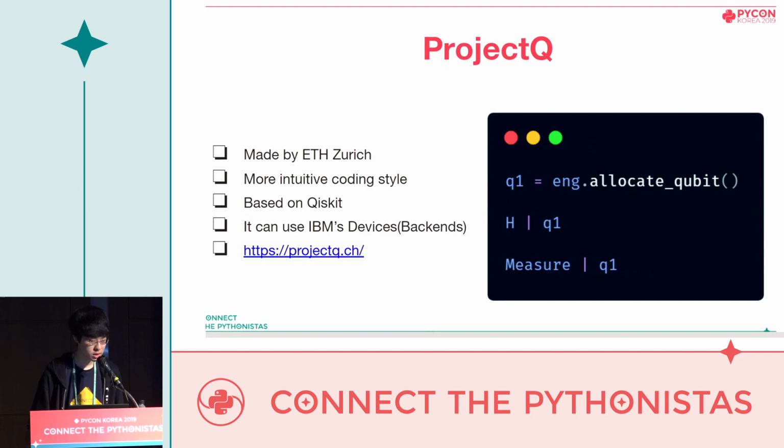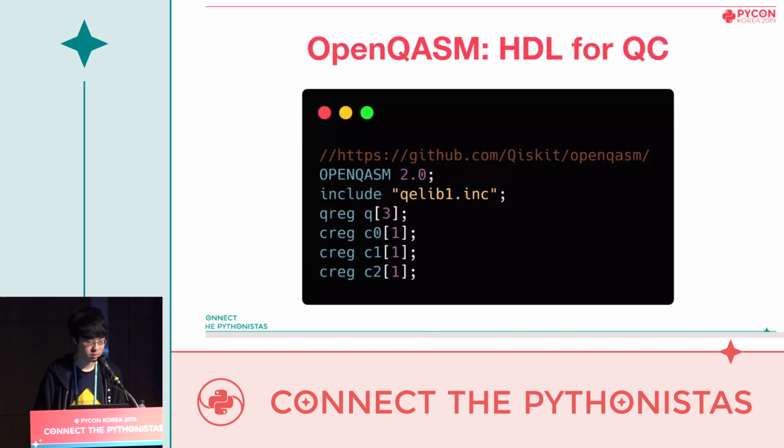And Project Q is another great library for QC. There are many great things about Project Q, like that it is made by ETH Zurich from Switzerland. Anyway, their code is far more intuitive. You'll know when you read its GitHub repository. While having better readability, Project Q can still use IBM's backend, I mean, IBM's quantum computer. There are many other frameworks for different languages besides these, but that's another story.